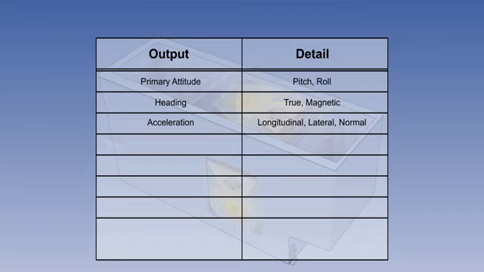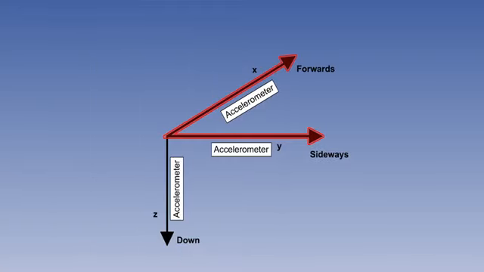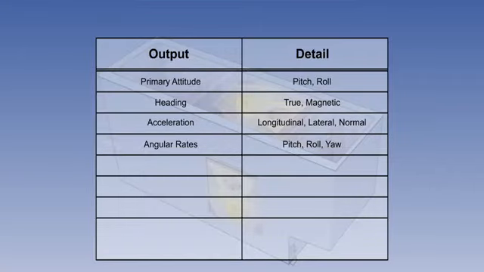Acceleration is measured in the longitudinal, lateral and normal sense, in other words, forwards, sideways and down. Note that, unlike INS, we now need 3 accelerometers, not 2. Also, notice that the horizontal accelerometers are not north and east this time. They are longitudinal and lateral. The IRS gives angular rates of pitch, roll and yaw, just as the INS did.